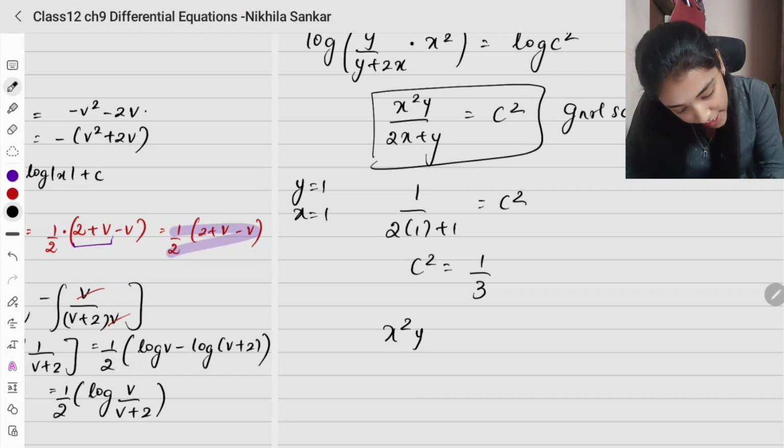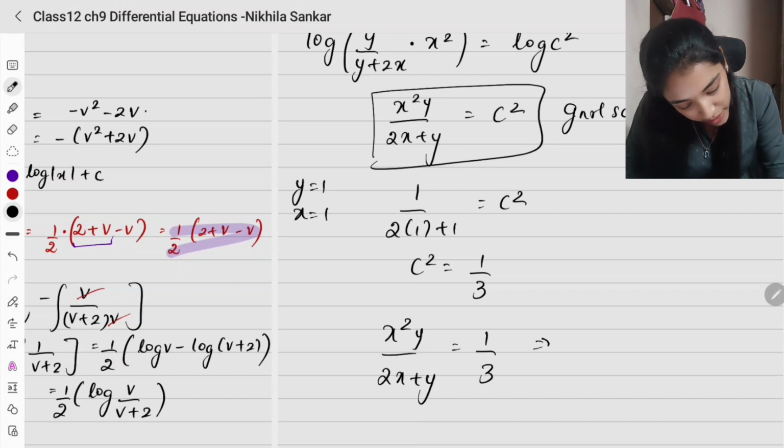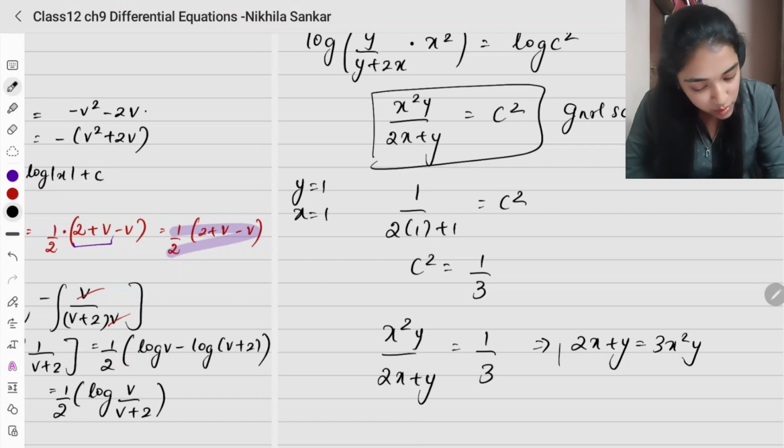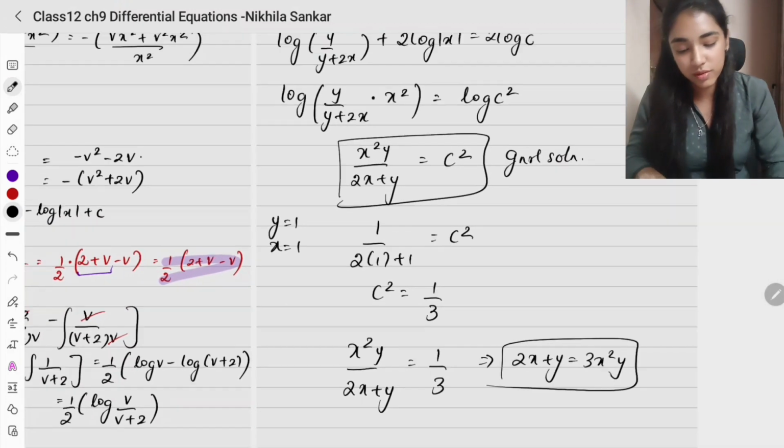So what is my final solution? x square y divided by 2x plus y equals 1 divided by 3. இதை இன்னும் simplify பண்ணோம்னா 2x plus y equals 3x square y. Okay, so this is my final solution. Please copy.